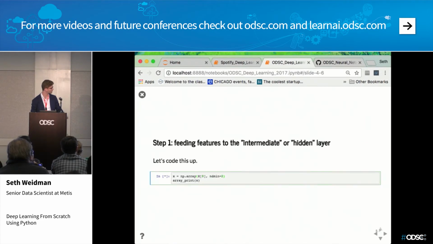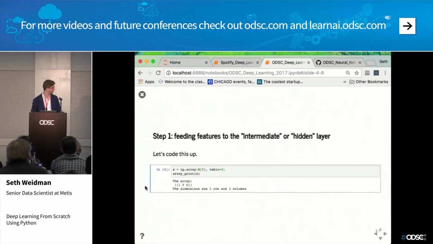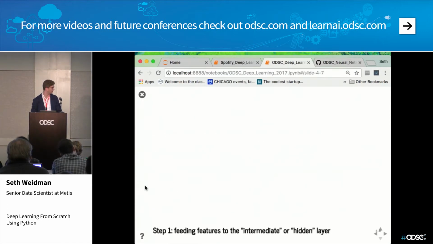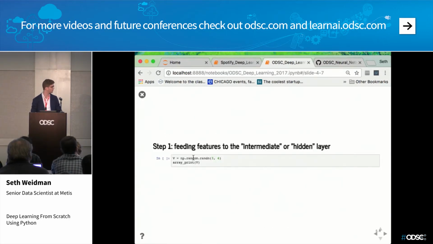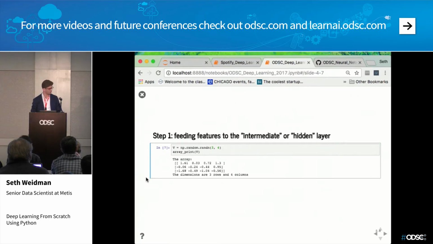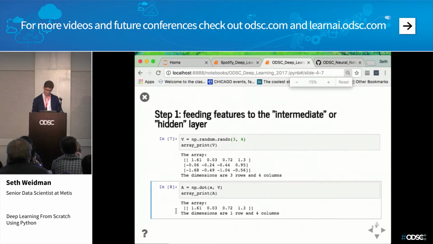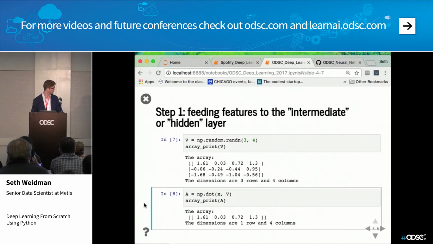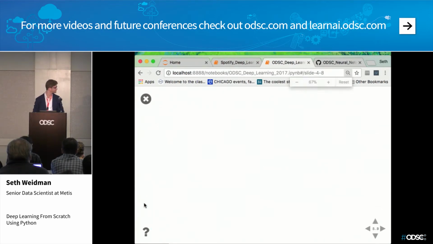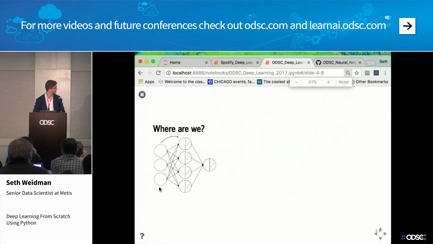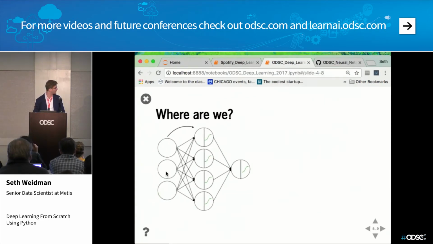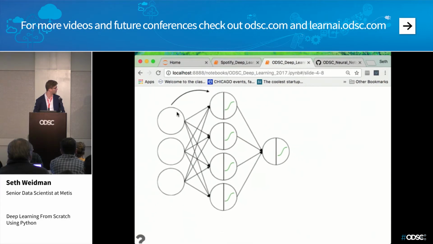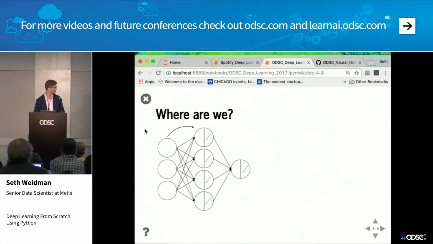So coding that up, I'm just going to make my original data a 1x3 matrix, 1 row by 3 columns. I'm going to define a little weight matrix that's 3 rows by 4 columns. And then I'm going to just do the matrix multiplication of those in NumPy. There it is, zoomed in a little bit. All right. So where are we in terms of our neural net? We've gone from our original first layer and gone into the hidden layer, the intermediate layer.